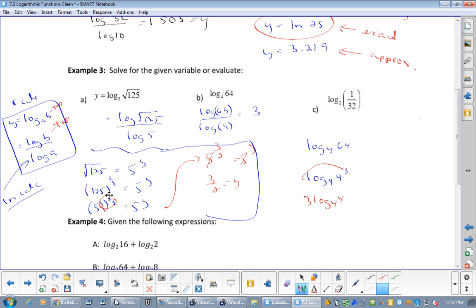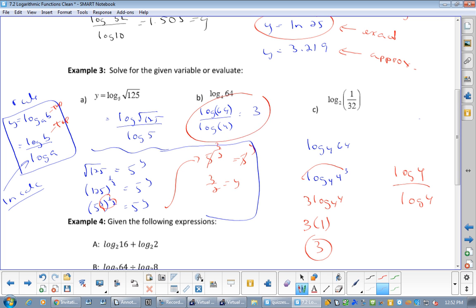Now guess what log 4 of 4 equals? Try. What do you think log 4 divided by log 4 equals? Come on. Log 4 divided by log 4. Anything divided by itself? 1. Does this make sense that this equals 1? So this is 3 times 1, which equals 3.